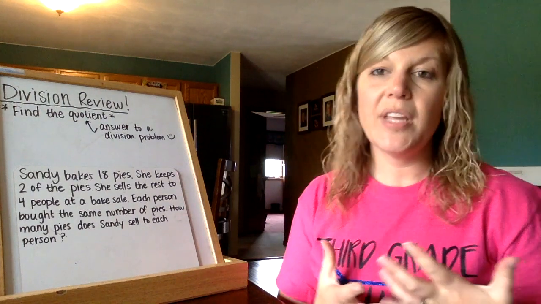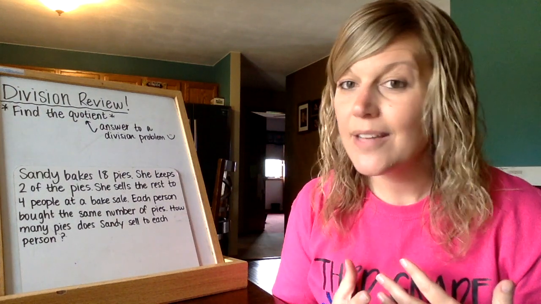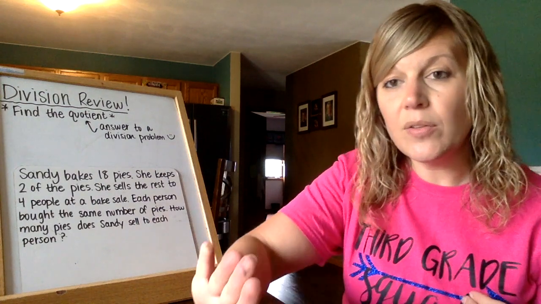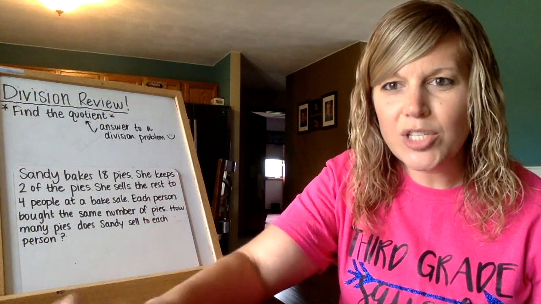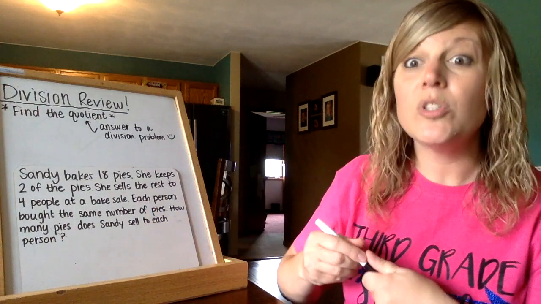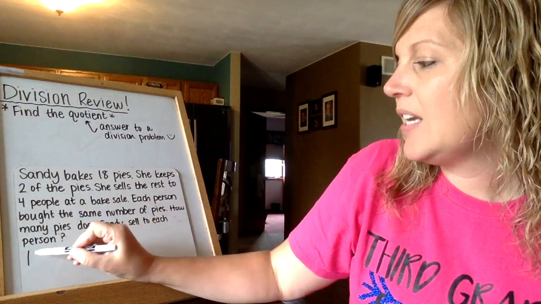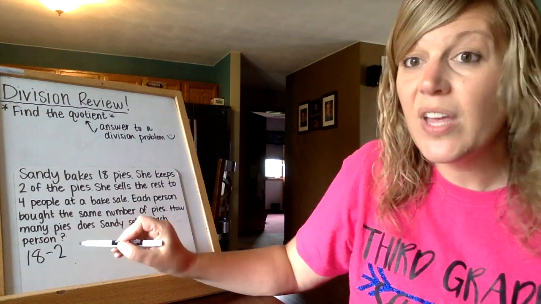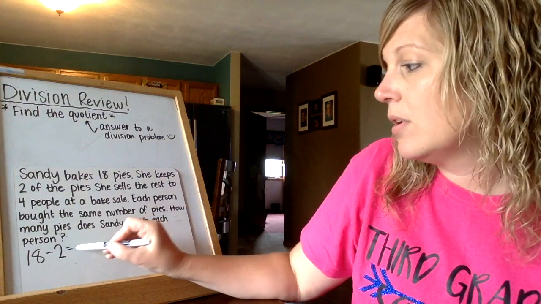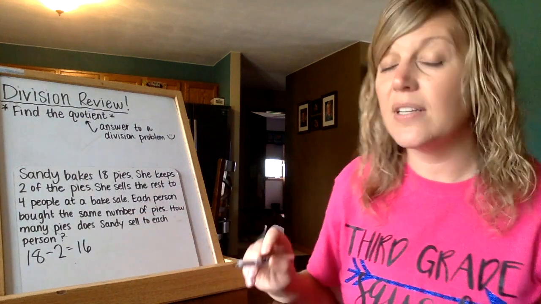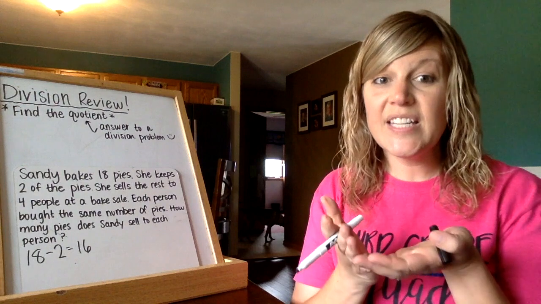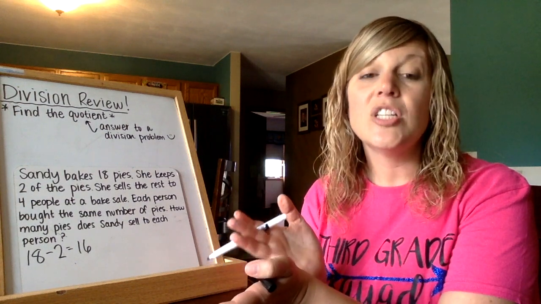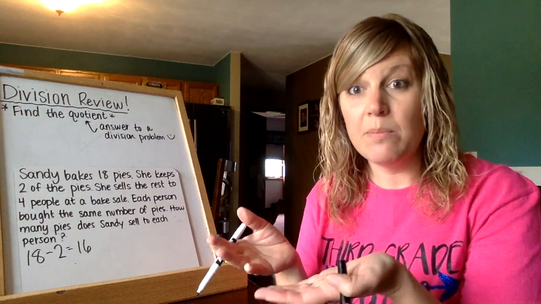So she starts out with 18 pies, but she doesn't sell that many. She keeps 2 to herself, and she sells the rest. That sounds like a subtraction problem, right? So what we would start with is taking our 18 pies, subtract the 2 that Sandy keeps for herself, and we're left with 16. So 16 pies go to the bake sale, and she sells those pies to 4 people.